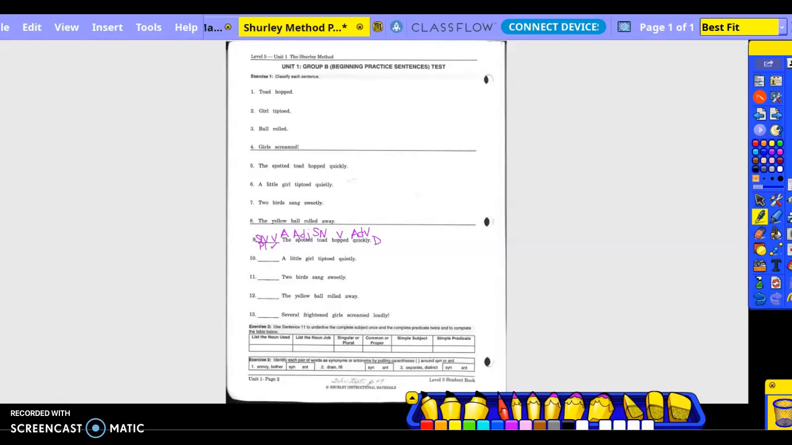Declarative sentence. Now, you guys probably have also learned how to go back and do the complete predicate and things like that, but on these, this is all they want so far.